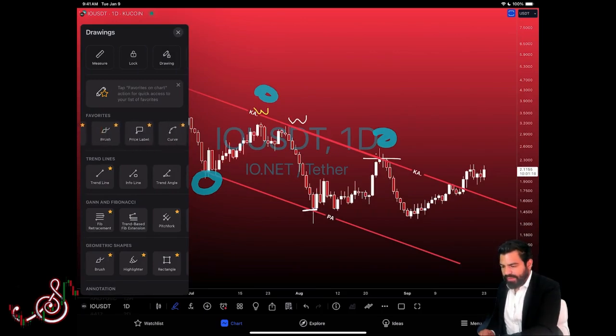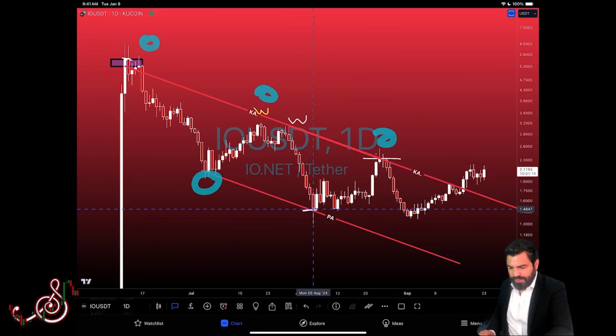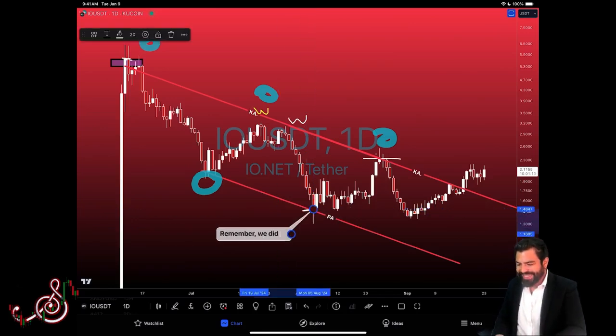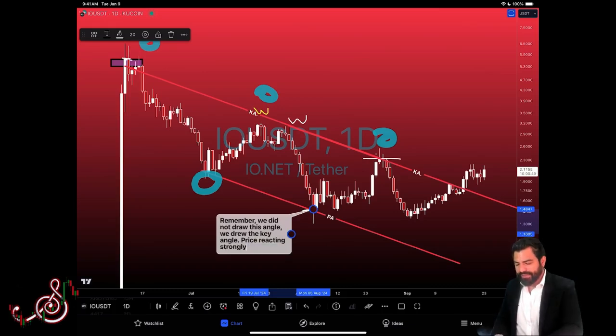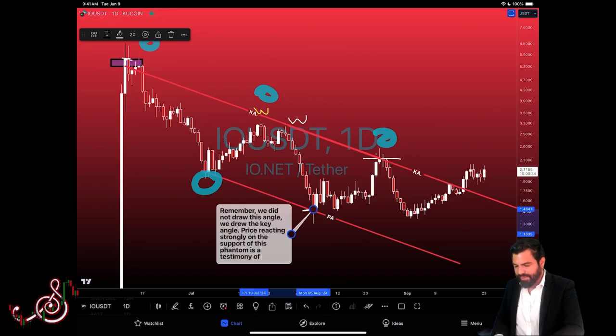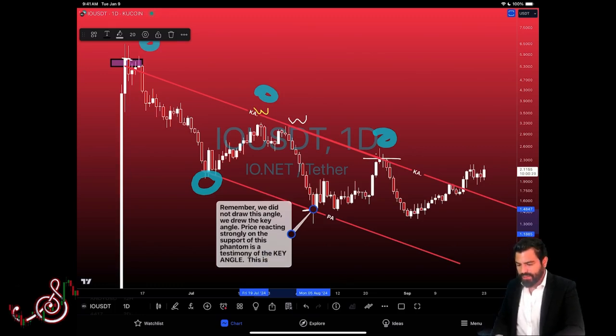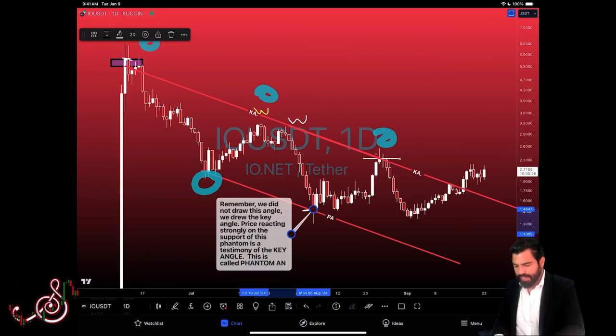Let's put a little callout just for your information. Remember, we did not draw this angle. We drew the key angle. This price reacting strongly on the support of this phantom is a testimony of the key angle. This is called the phantom angle, PA.